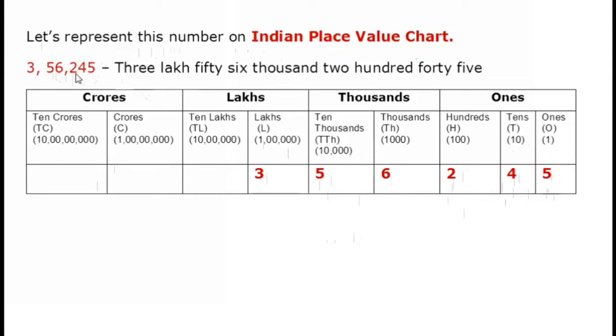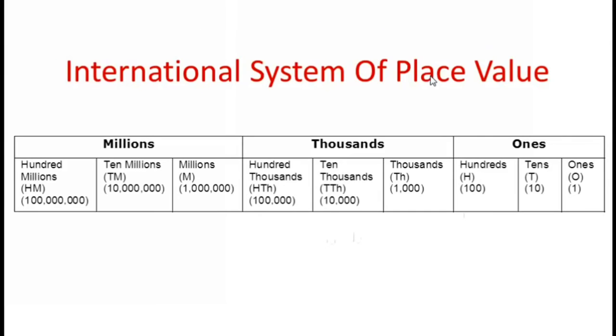Afterwards, if numbers of 10 lakh, crore, 10 crore are given, we can represent those numbers also according to the given example. Okay, so now let's have another example. We will talk about the international system of place value. In the international place value system, we have only 3 groups: first ones, second thousands, and third millions.